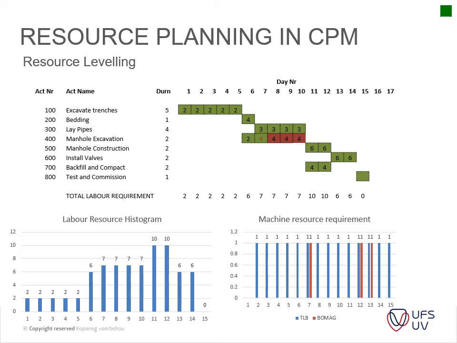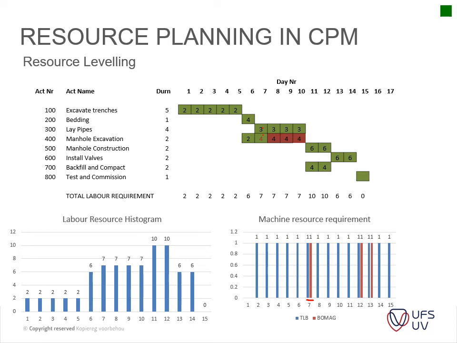Okay guys, so what we did was we basically did a bit of resource leveling. So instead of on day 7 where we had 2 TLBs that we required, we only used the TLB to lay the pipes. But if we don't use the TLB, it extends this manual excavation.